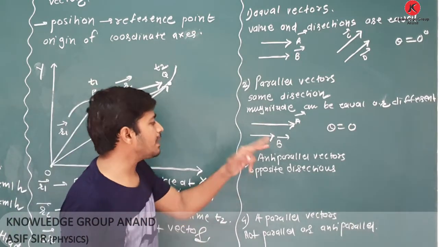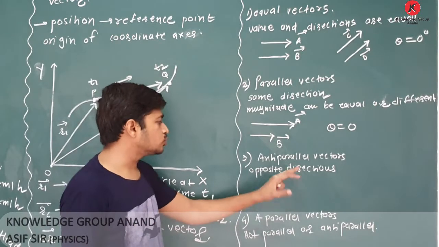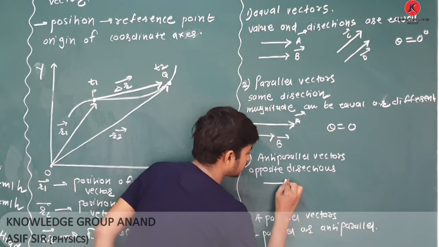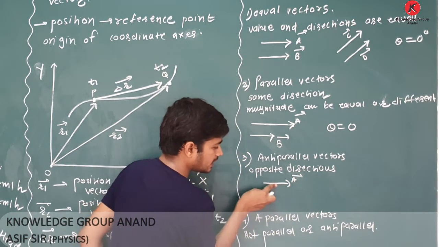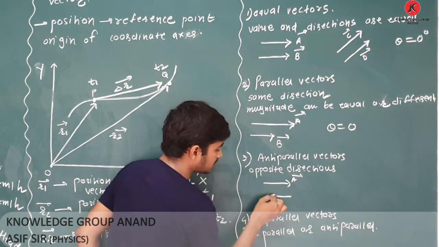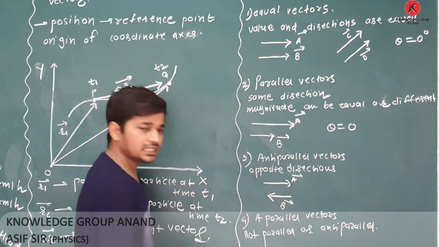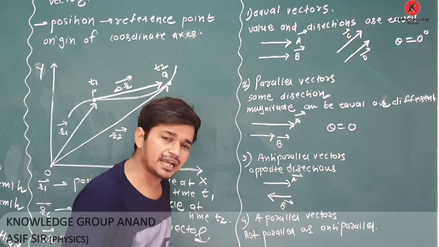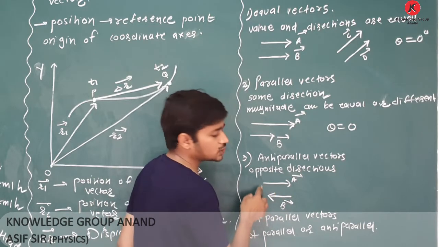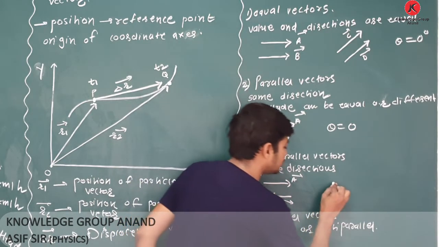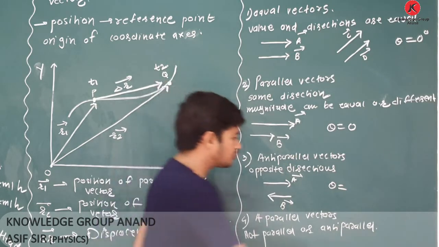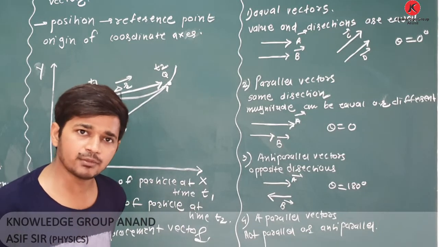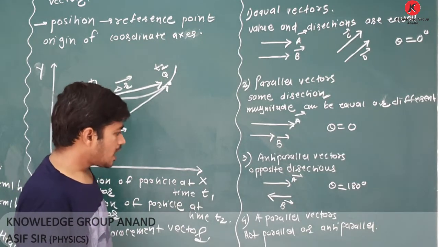Third one, anti-parallel vectors. Anti-parallel vectors means two vectors that are in opposite directions. Suppose one vector A is in this direction, and another vector B is in this direction. They both are in opposite directions. Then such vectors are called anti-parallel vectors. What is the angle between two vectors in opposite directions? Opposite direction means the angle between them is 180 degrees. Clear about this?